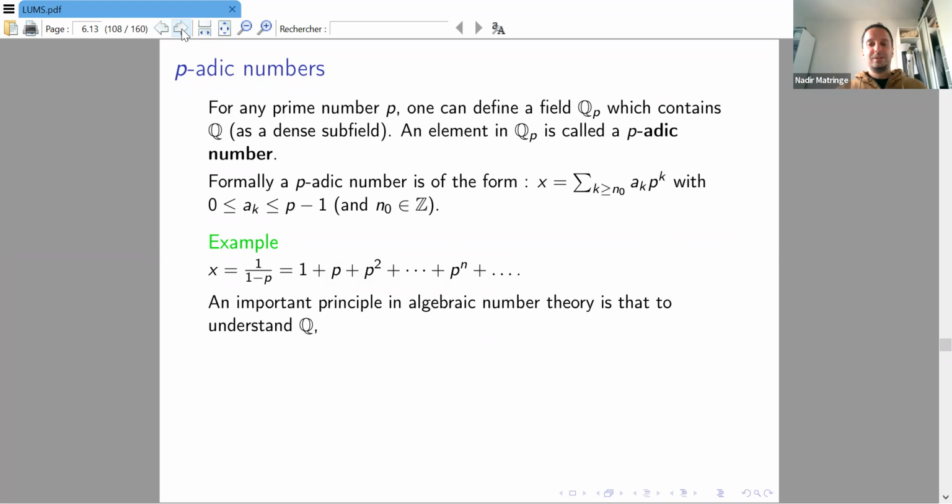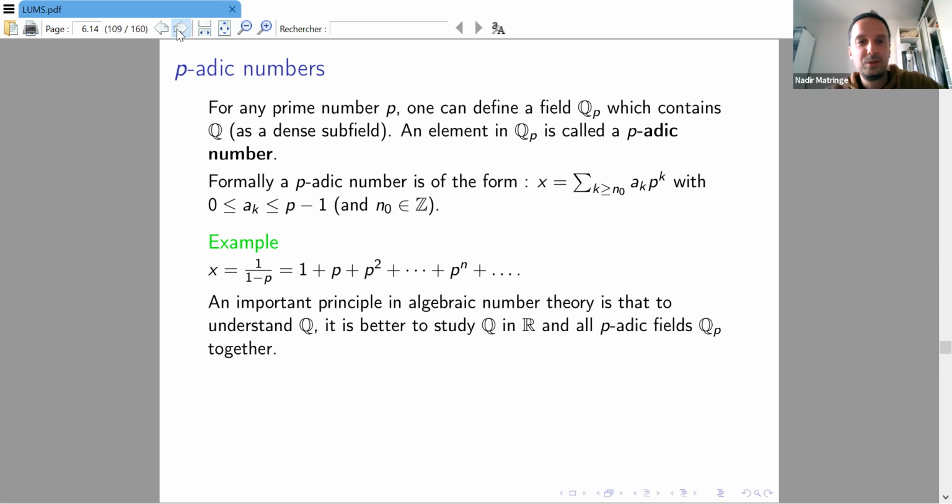Okay, so let me give you a slightly more recent result than that of Galway on the previous slide. This is a general principle, in fact, in algebraic number theory. In many cases, to understand properties of Q, or more generally properties of number fields, you need to understand properties of all the completions of the number fields. So here for Q, it means that you want to study Q, you study it as a subfield of R and of all Q_p together somehow.